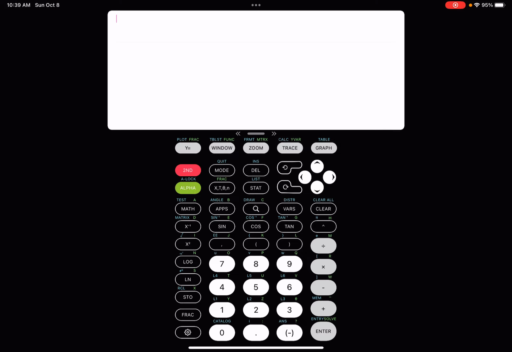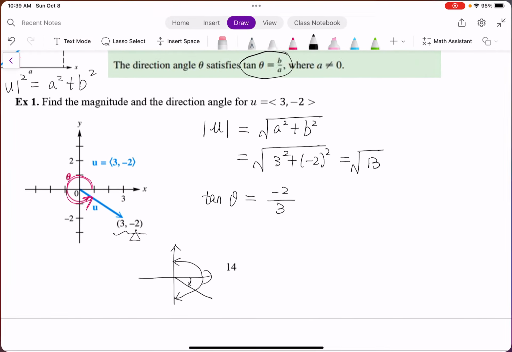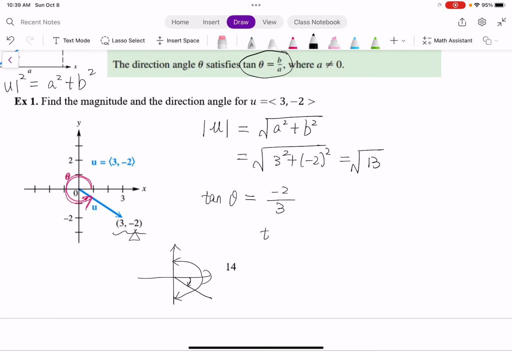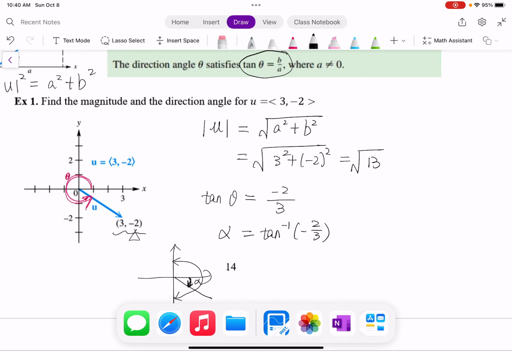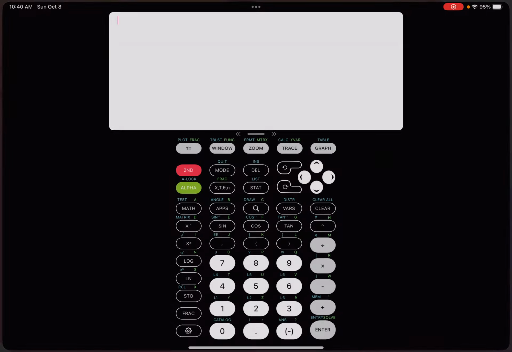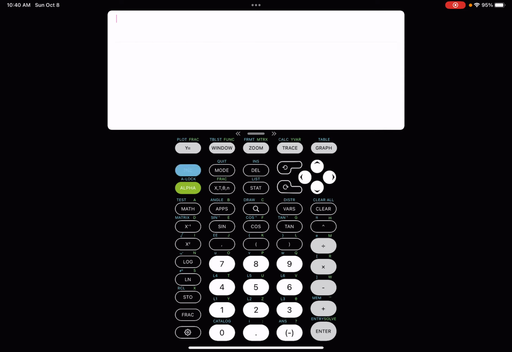So I'm looking for, let me write it here first. I'm looking for the inverse tangent of -2 over 3. That's the angle here. Maybe I give this angle a name, alpha. So alpha is inverse tangent of -2 divided by 3, close the parentheses, which is -33.69. We say keep one decimal place, -33.7.